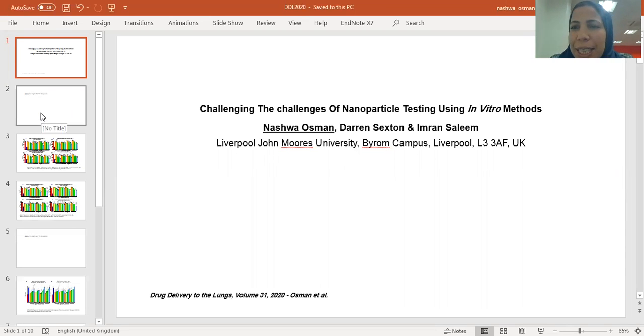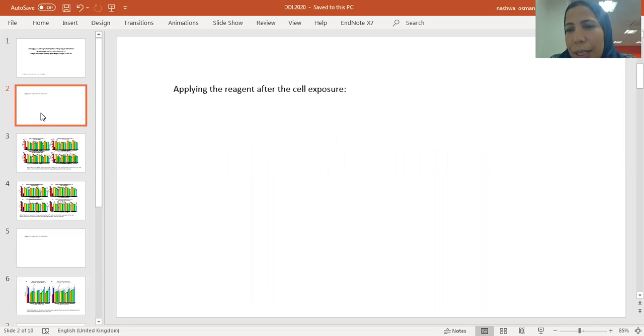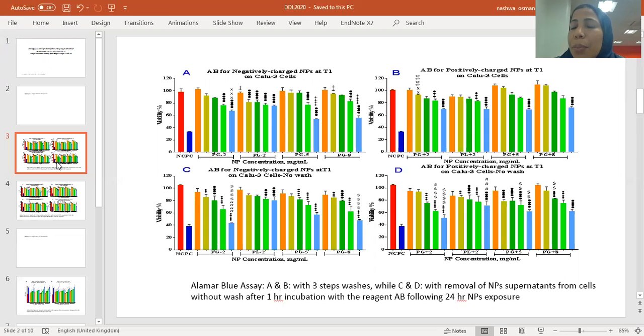There are different types of assays to test nanoparticle cytotoxicity, or other assays that are used by other researchers to test nanoparticles for different aims. But we can summarize these assays in different categories. For example, some assays apply the reagent after the cellular exposure to nanoparticles. So we're going to study one example of this, the Nanoparticle assay.